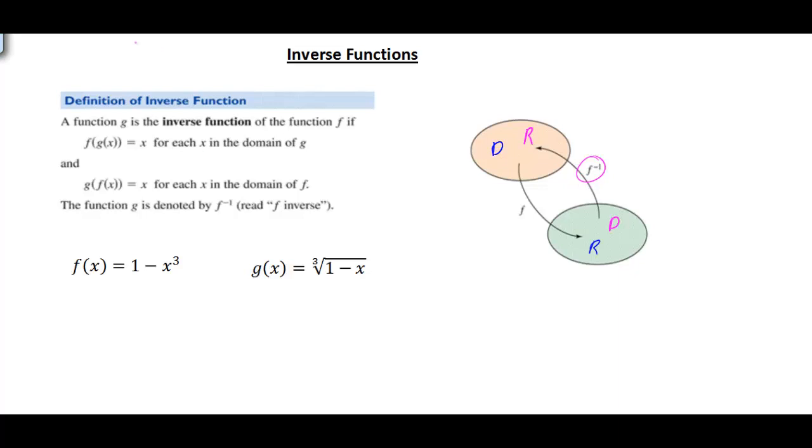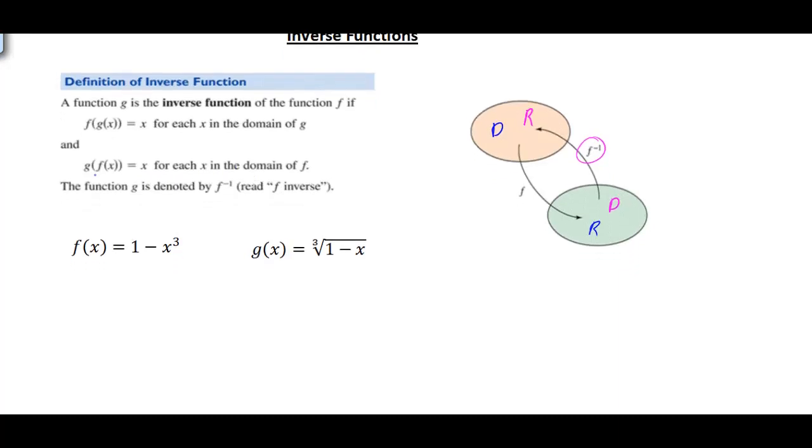And over here they give us the definition for our inverse function, and it tells us that a function g is the inverse function of the function f if f of g of x equals x for each x in the domain of g, and also, you've got to check both of these, g of f of x equals x for each x in the domain. If that's the case, then we know that f and g are inverses of each other.